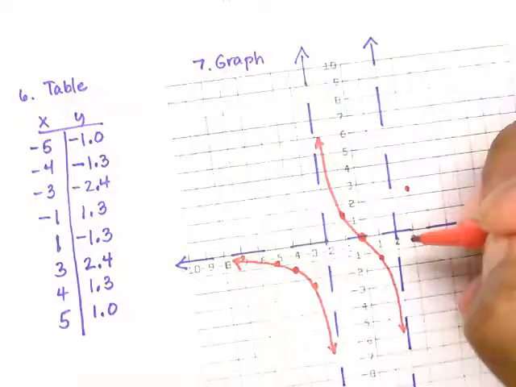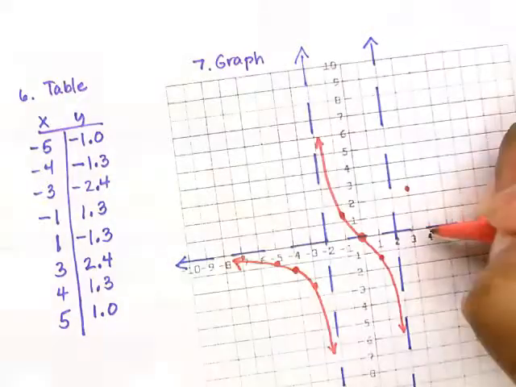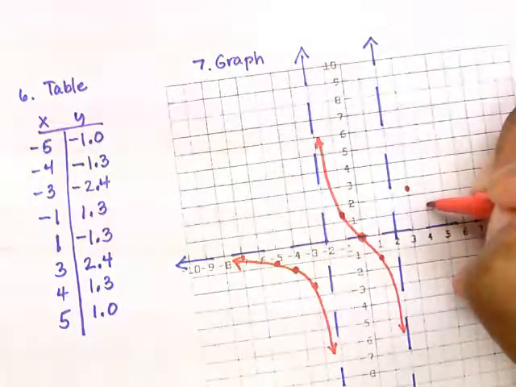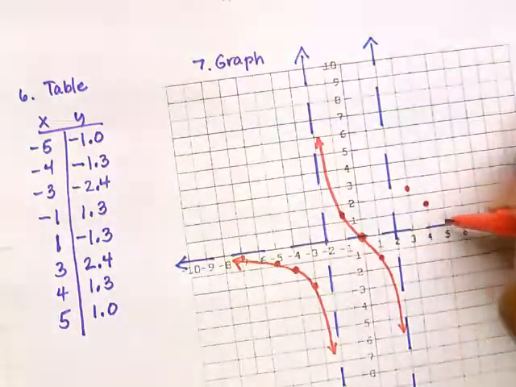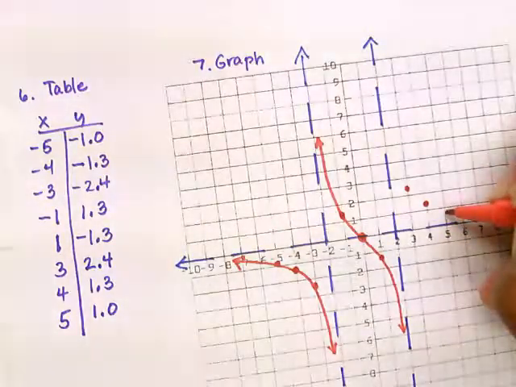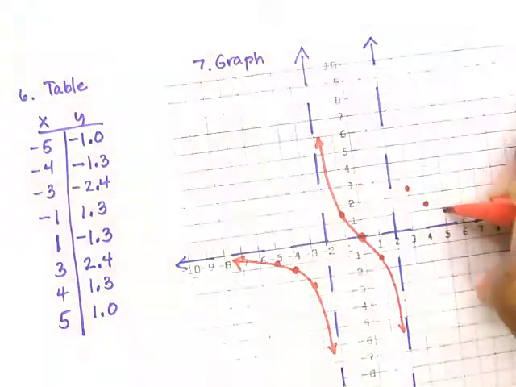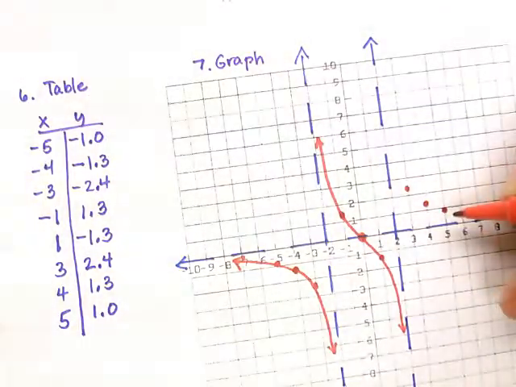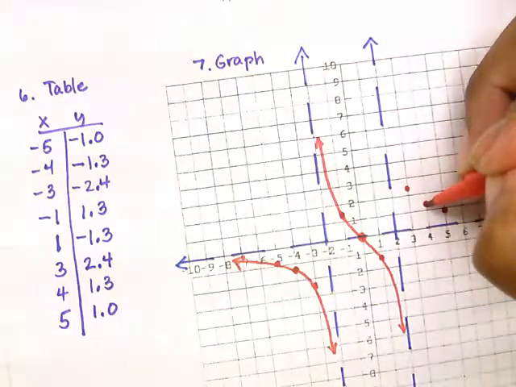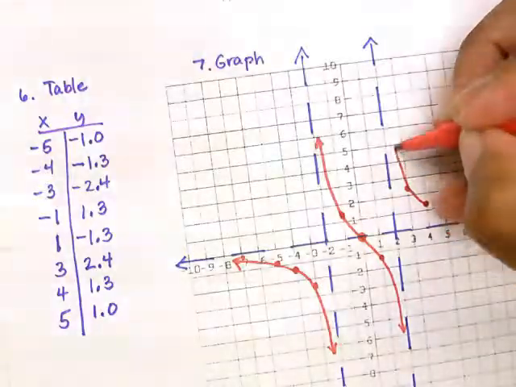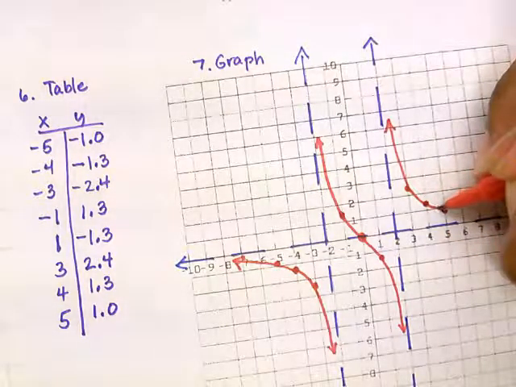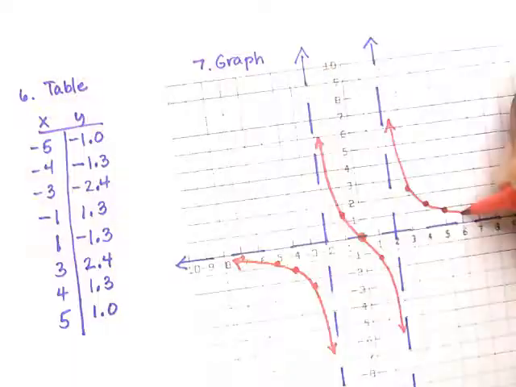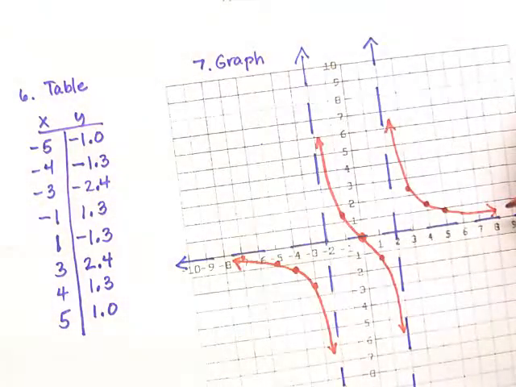Now for the other points, 3 and 2.4, to the right 3 and up 2 4/10 of the way, like this. And then 4 and 1.3, 4 and 1 1/3, and then 5 and 1.0, which is not exactly 1, but it's close to 1. So I'm going to put it about right here. So I know this end comes up like this, approaching the second vertical asymptote. This end approaches the horizontal asymptote like this.